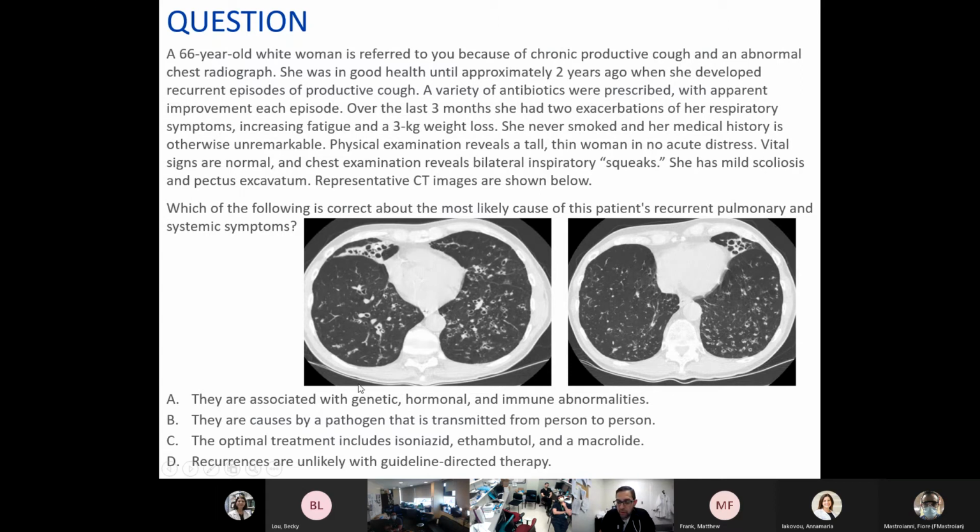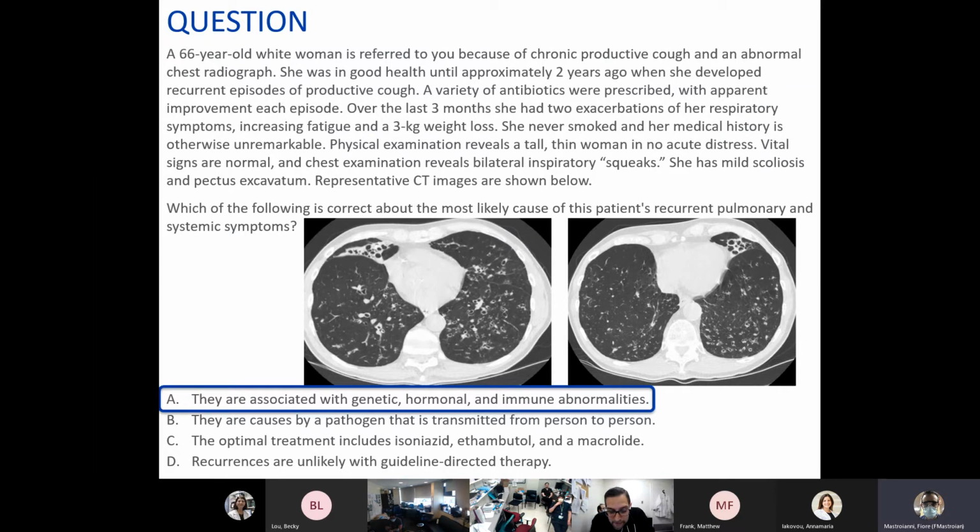Anyone want to take a gamble at this? All right, I will. Oh, somebody was speaking, sorry. I said A can never be wrong. It could apply to anything. And you are correct, A is correct. That answer refers to any disease ever. Sounds like COVID, to be honest with you. Sounds like your genetic immune abnormality.